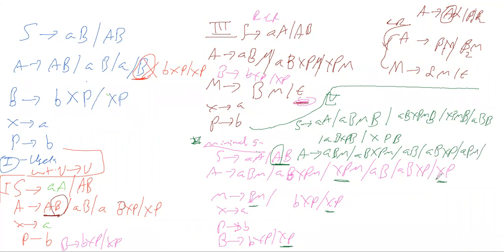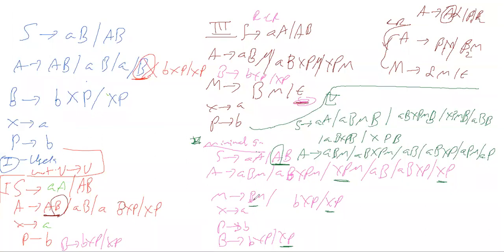Then which is that, XP. That is also not in GNF. So that also will be replaced with the small letter a. So the production A will become like this, what I have written in green color. Okay, then where is it? Okay, here.